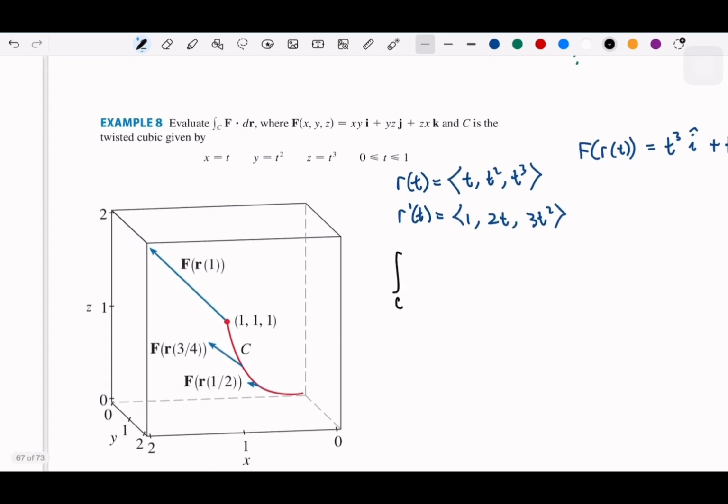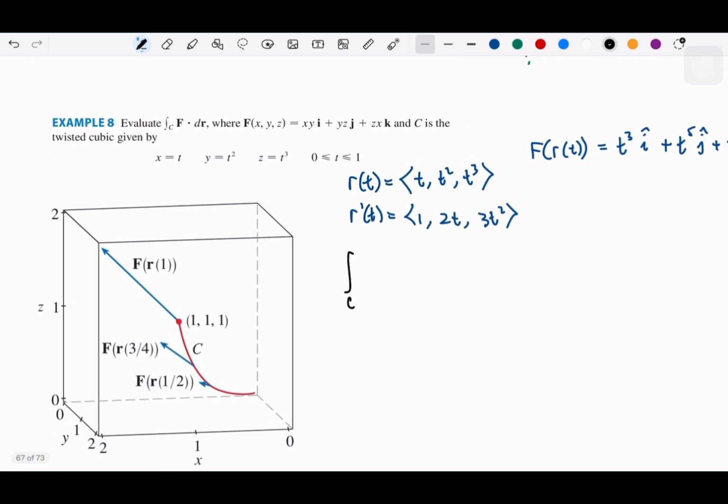Now if you look at how it looks, the curve is the red color. And all the directions for each vector field here are described by this number. So this is when t is 1, when t is 3 over 4, 1 over 2, because t is from 0 to 1.